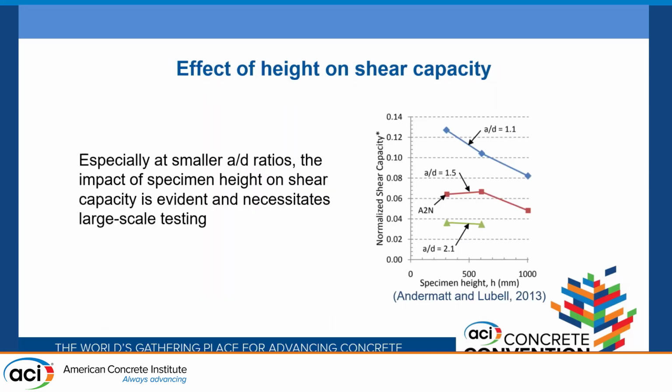So from the tests of Andermatt and Lebel, they plotted the specimen height versus the normalized shear capacity. And you can see that especially at small A/D ratios, you have an effect of the height, which is why preference was taken to larger depth members.